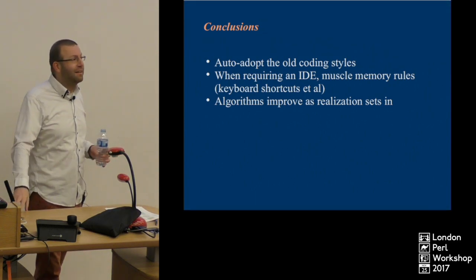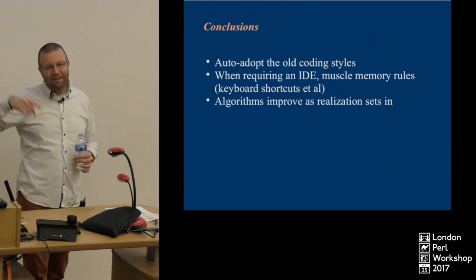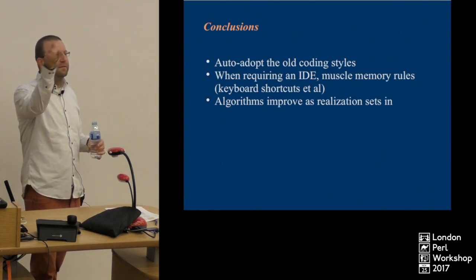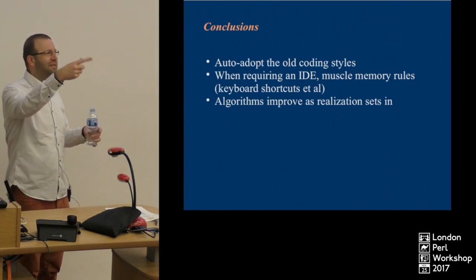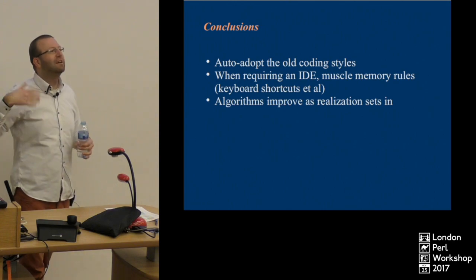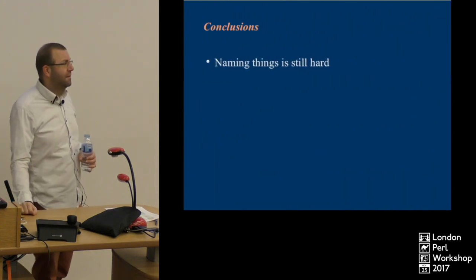And algorithms improve as realization sets in. You get this sudden realization. It's like, actually, why am I computing this into a temporary? I don't need to do that because it gets lost on the next loop round. Things you don't realize first time round. And naming things is still hard.